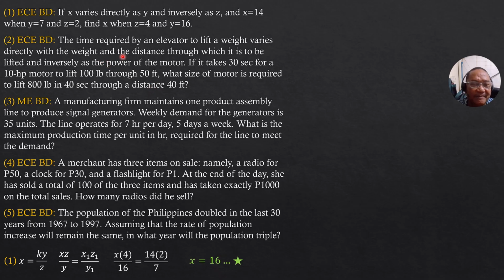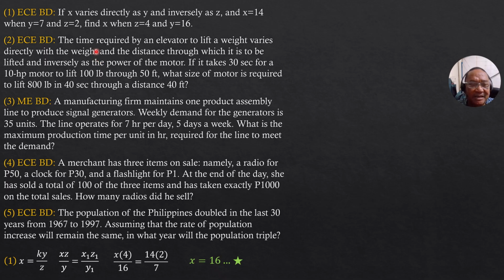Number 2, the time required by an elevator to lift a weight varies directly with the weight and the distance through which it is to be lifted, and inversely as the power of the motor. If it takes 30 seconds for a 10 horsepower motor to lift 100 pounds through 50 feet, what size of motor is required to lift 800 pounds in 40 seconds through a distance of 40 feet? So again, this is a variation problem.